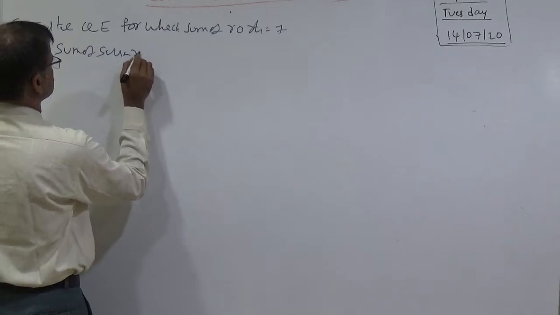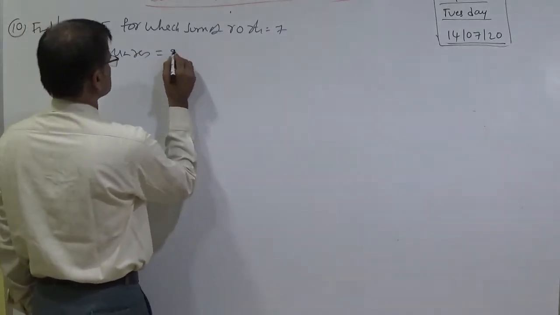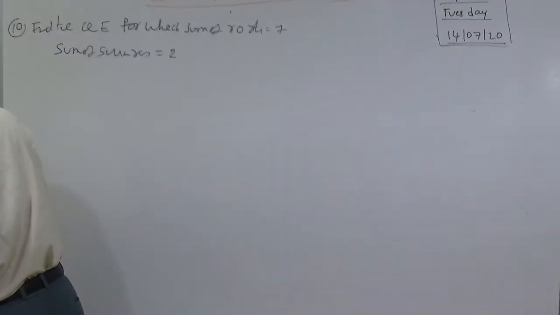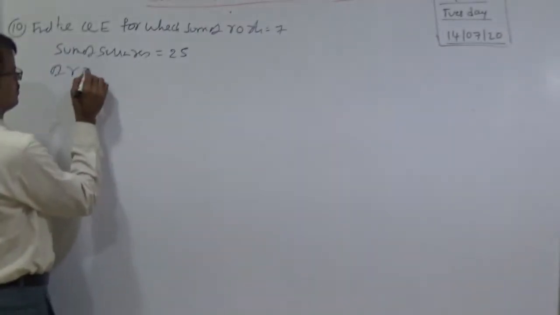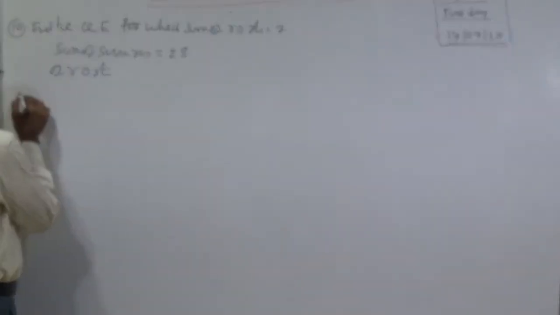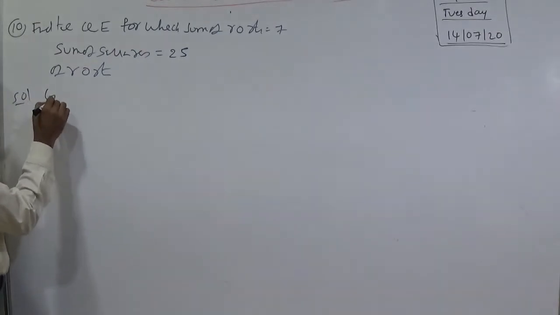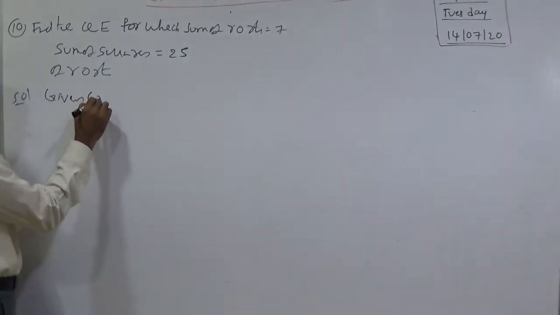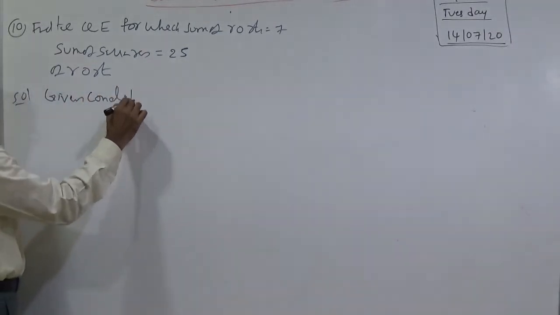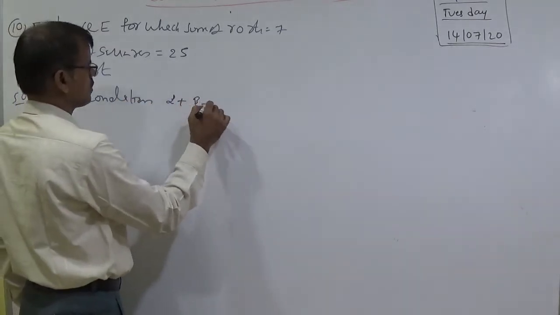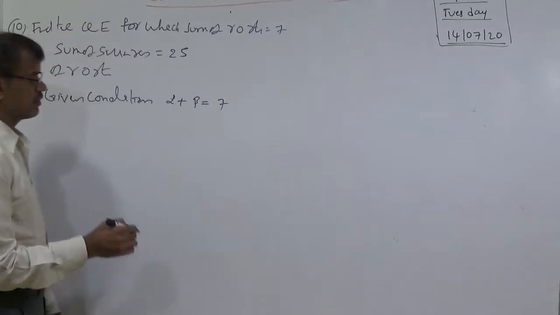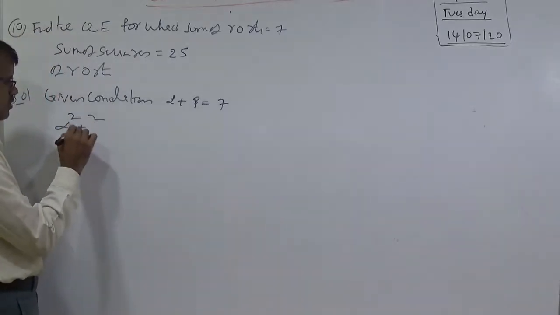Sum of roots is 7 and sum of squares of roots is equal to 25. So the given condition is that the sum of roots is alpha plus beta, which is equal to 7. Next, the sum of squares of roots is alpha square plus beta square, which is 25.